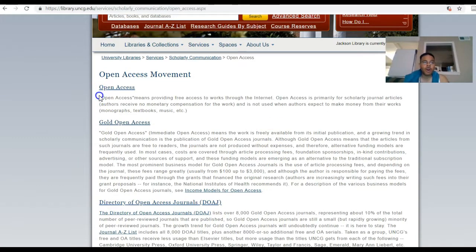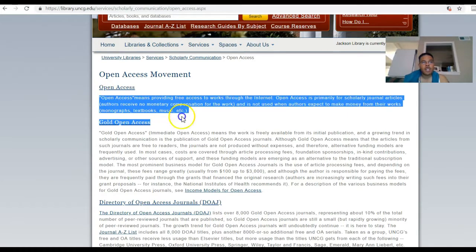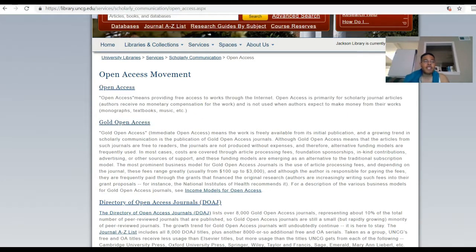And so first of all, we have a definition for open access. Open access means providing free access to works through the internet. Open access is primarily for scholarly journal articles. Authors receive no monetary compensation for the work and it is not used when authors expect to make money for their works, whether they are producing monographs, textbooks, music, etc.